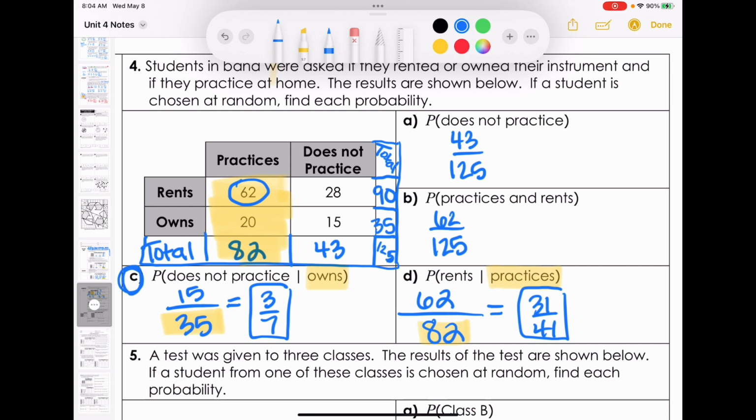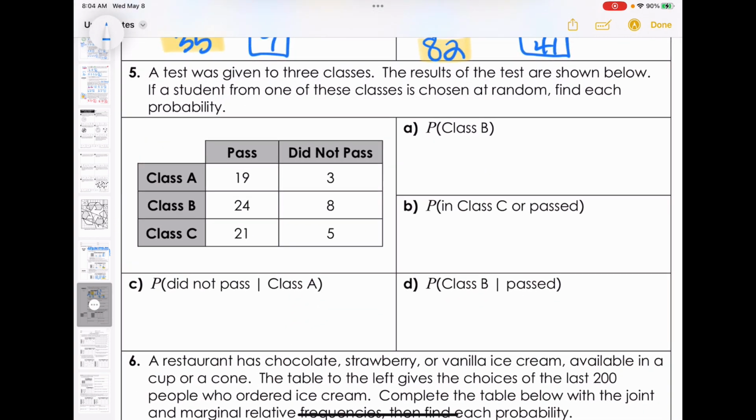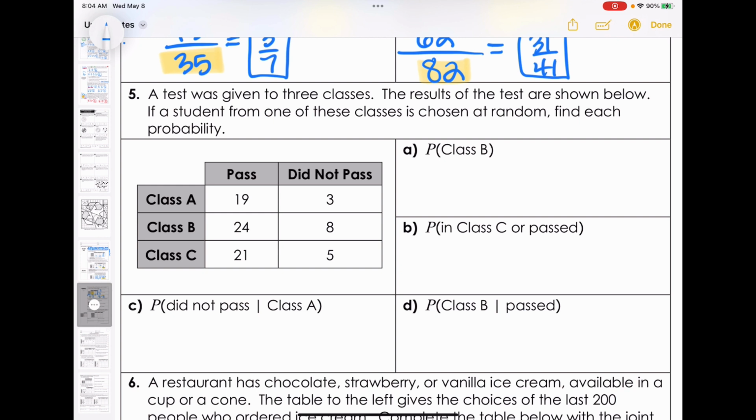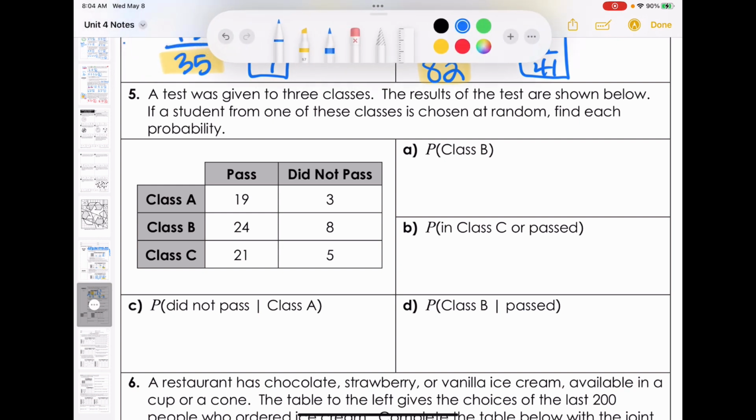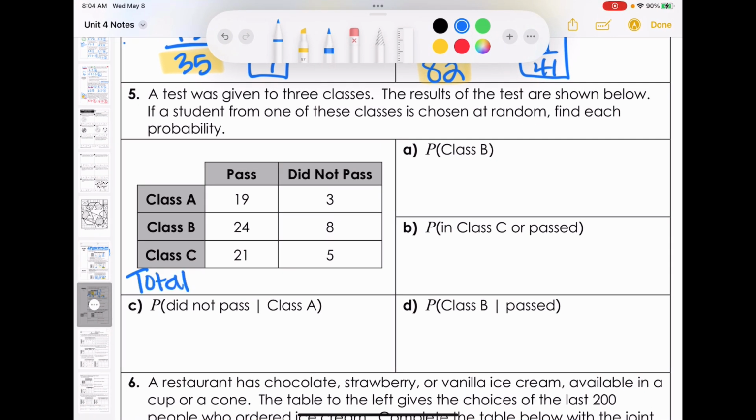All right, number 5. A test was given to 3 classes. The results are shown below. If a student of one of these classes is chosen at random, find each probability. So again, if you look, we do not have a total row or a total column. So we're going to add one.